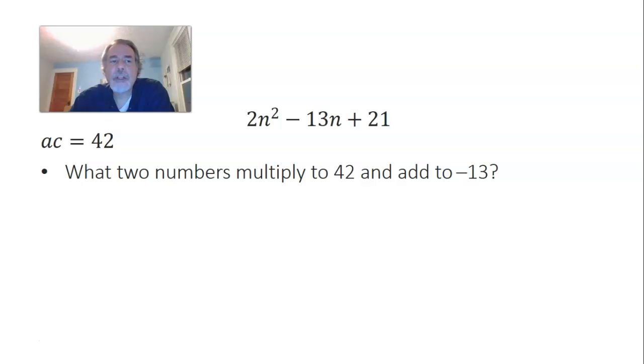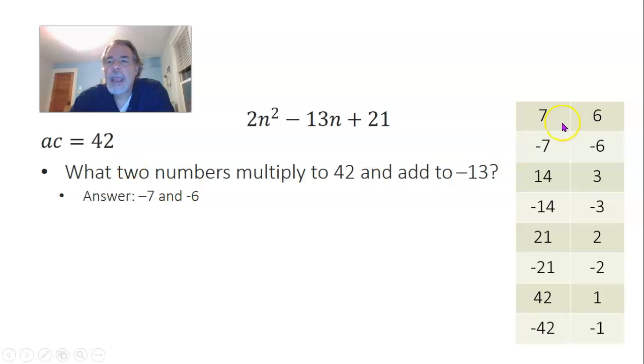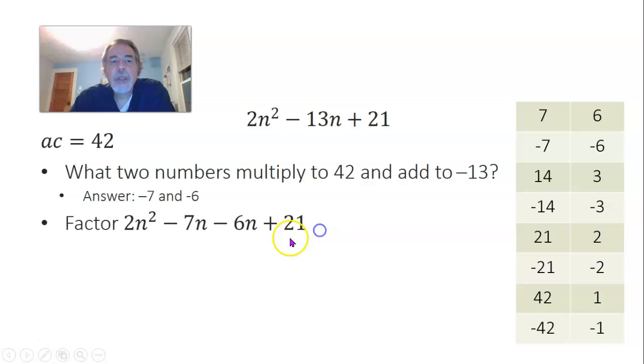So think of all the ways you can multiply numbers together and get 42, and figure out of all those possibilities what adds up to negative 13. And that would be a negative 7 and a negative 6. So use that to break up the middle term. So it's 2n squared minus 7n minus 6n plus 21. And now factor that by grouping.